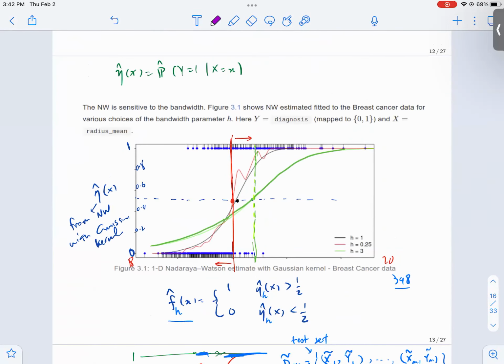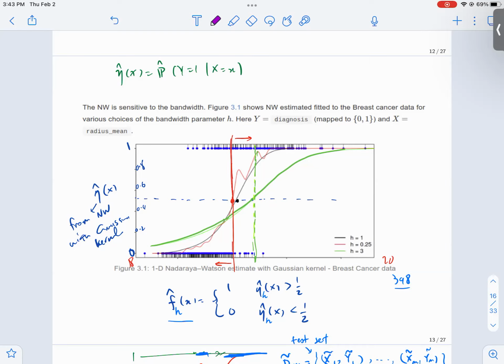So everything is fine except this bandwidth. You can see there's sensitivity to bandwidth, and we talked about this bias-variance trade-off. If the bandwidth h is small, then you have the ripples, which are an indirect manifestation of the variance. The variance of the estimator is high.